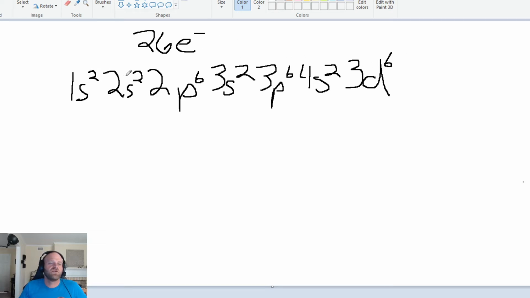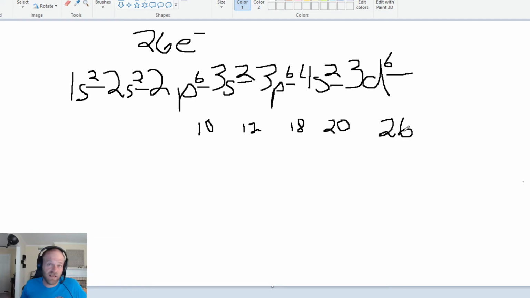So 2, 4, 4 plus 6 is 10, plus 2 is 12, plus 6 is 18, plus 2 is 20, plus 6 is 26, right? Let me show you all that one more time so you know where I'm counting. 2 plus 2 is 4, 4 plus 6 is 10, 10 plus 2 is 12, 12 plus 6 is 18, 18 plus 2 is 20, and then 20 plus 6 is 26. Okay, so they follow the same pattern every time.